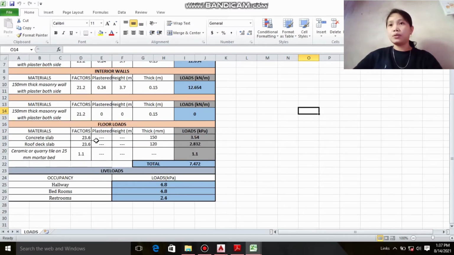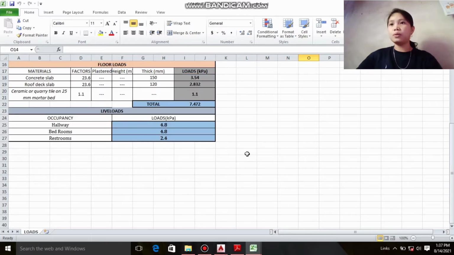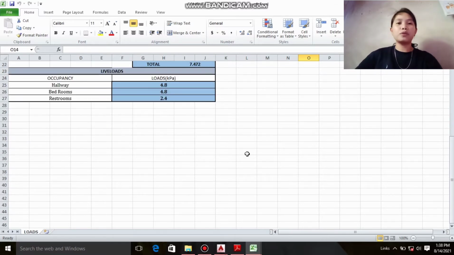And for the floor loads, the concrete slab is 3.54 kPa, and the roof deck slab is 2.832 kPa. Then ceramic tile on a 25 mm mortar bed is 1.1 kPa. So the live loads, the occupancy: the hallway is 4.8 kPa. In the bedrooms, 4.8 kPa. In the restrooms, 2.4 kPa.